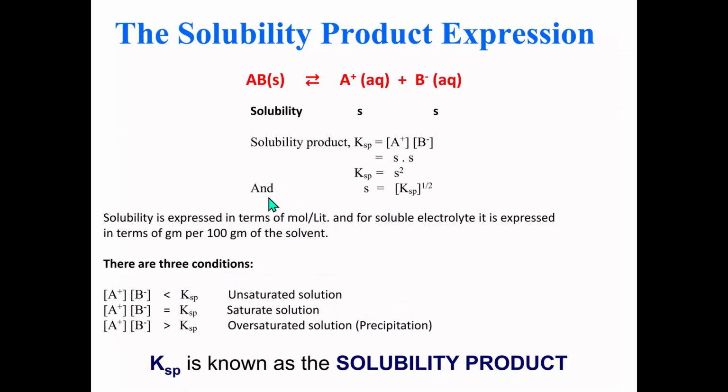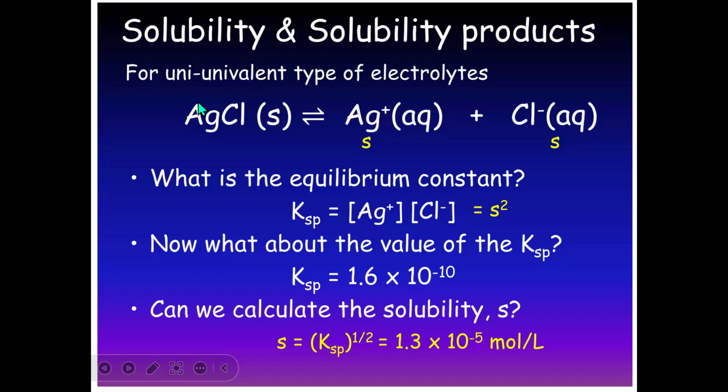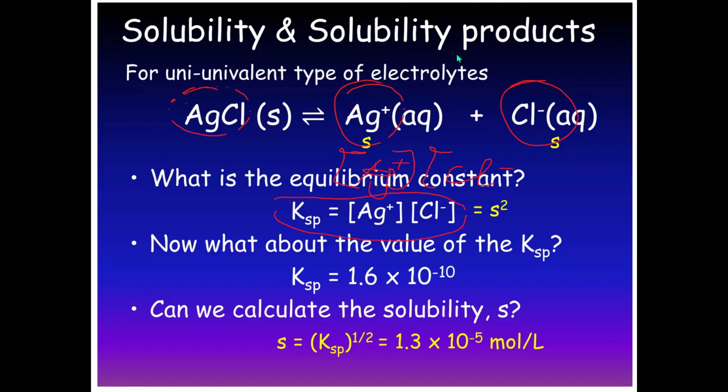Now the next thing is to see how we have the solubility product for a uni type of electrolyte. Why do we call it uni? Because silver chloride dissolves to give 1 mole of silver ion plus 1 mole of chloride ion, and that is why it is called a univalent type of electrolyte. How do we get the equilibrium constant? Because it is 1, we take the concentration of silver times the concentration of chloride ion. So Ksp is equal to the concentration of silver times the concentration of chloride ion. They are the same, so the concentration is S times S, which is S square.